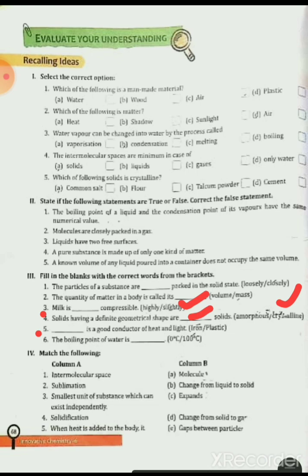We know the boiling point of water, that means when that water starts to convert into its gaseous form, that is the boiling point, and the boiling point of water is 100 degrees Celsius. Okay students. Fourth one, match the following. So in column A and in column B there are 5 words given. In each column, there are 5 sentences.